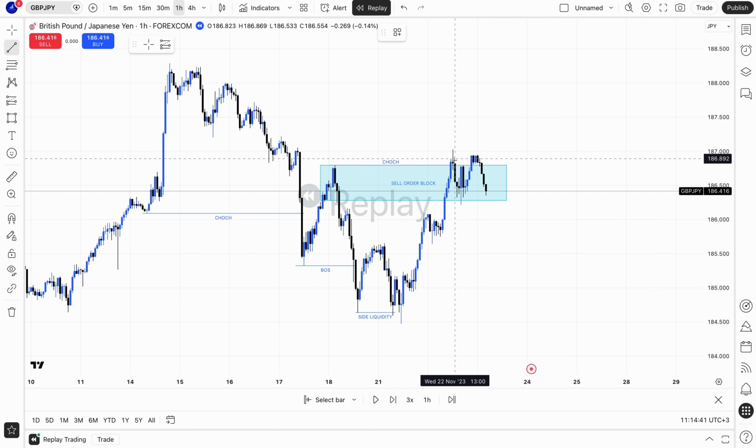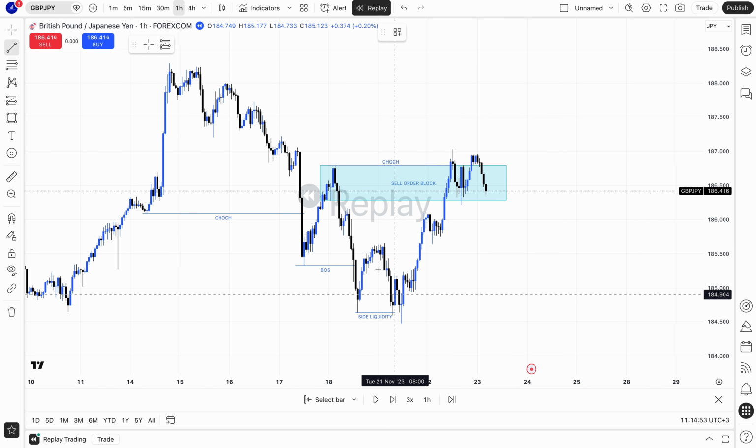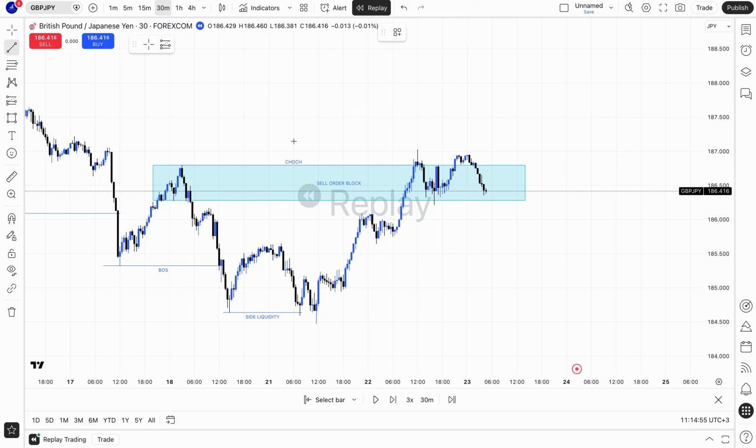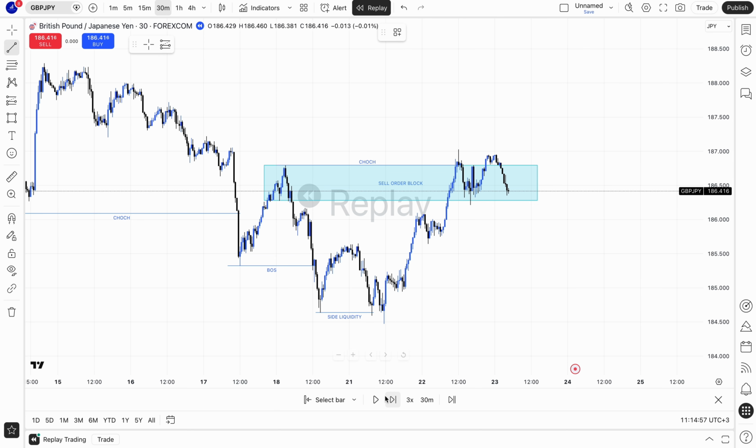Then from here we had our break and retest. Then we had this retest, and then we had news around here, so we didn't take the trade. We had to wait again for the retest. Then we had to move to 30 minutes to get that final confirmation.